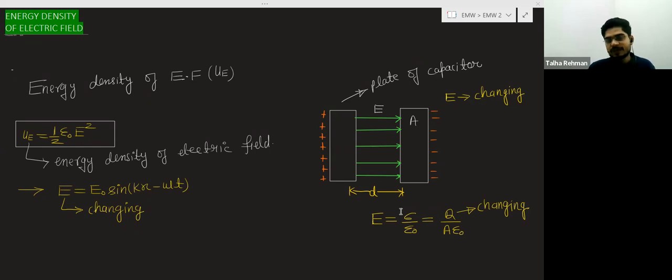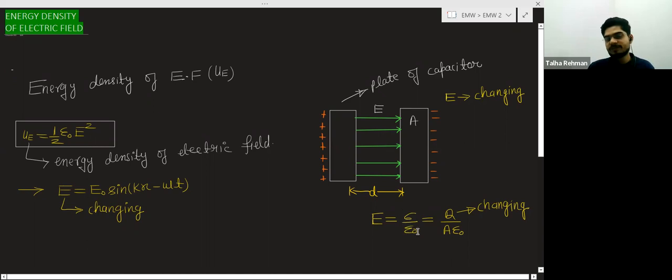The electric field between the plates of the capacitor is given by sigma by epsilon naught. Sigma is the surface charge density, meaning charge per unit area. This charge is changing, so the electric field is also changing. And the equation of this electric field is given by E is equal to E naught sine (kx minus omega t).